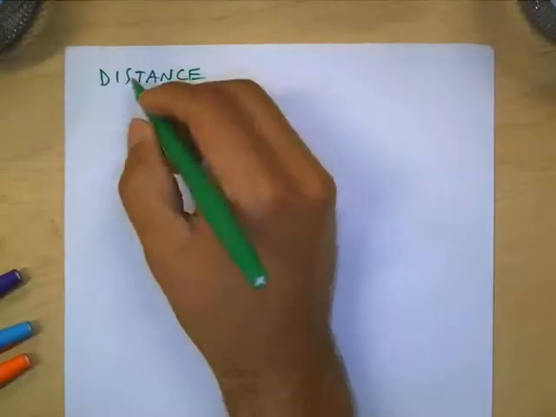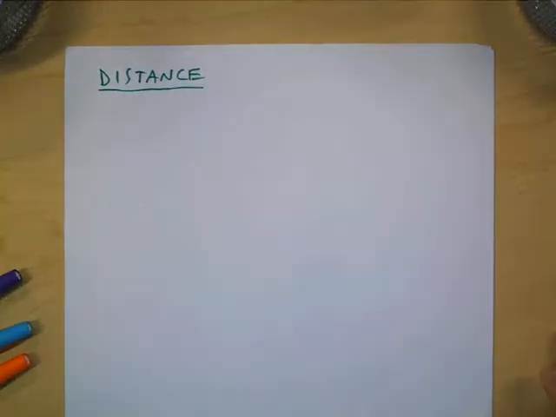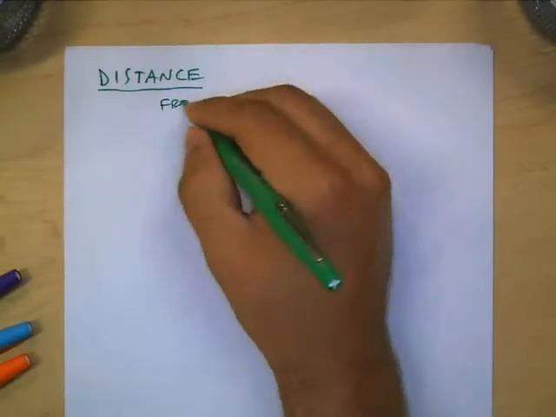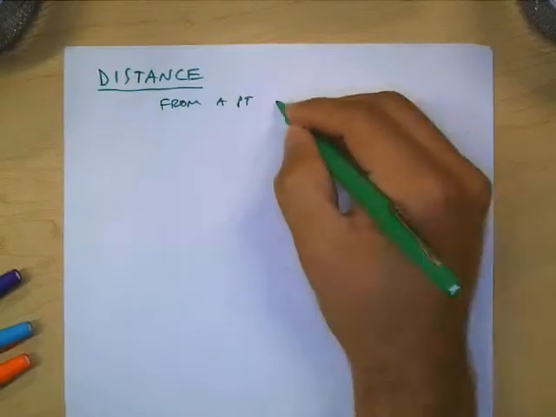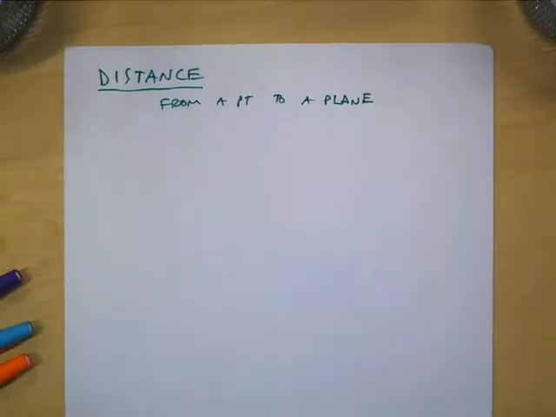So distance. Several distances that you need to be able to calculate. First, we'll go from a point to a plane. And to do that, if you remember pre-calculus a long time ago, there was a formula that was the distance from a point to a line. And if you do math team, you've probably seen this formula in some of the competitions. It was very similar to this.